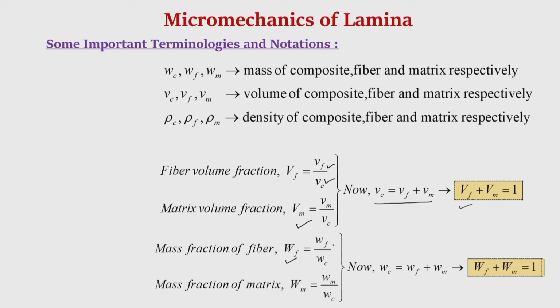So, analogous to volume fraction, the mass fraction of fiber, capital W f, is the ratio of the mass of the fiber to the mass of the composite. Similarly, the mass fraction of the matrix, capital W m, is the ratio of the mass of the matrix to the mass of the composite, and the total mass of the composite is the sum of the mass of the fiber and the mass of the matrix. Therefore, analogous to volume fraction, the mass fractions of the fiber and matrix added together must be equal to 1.